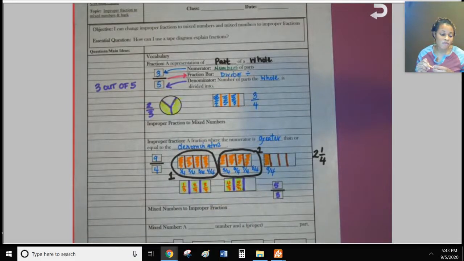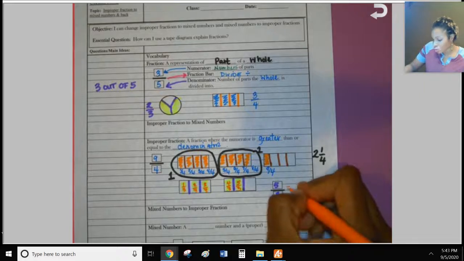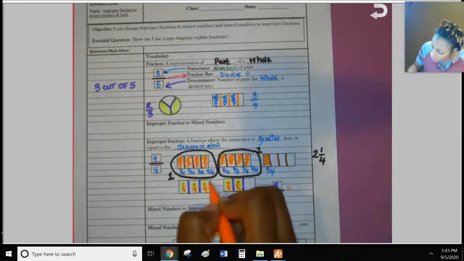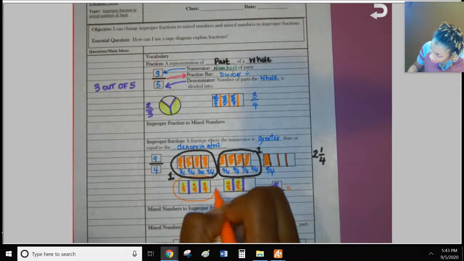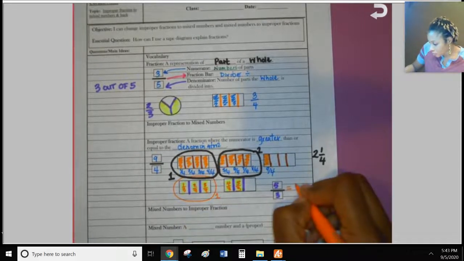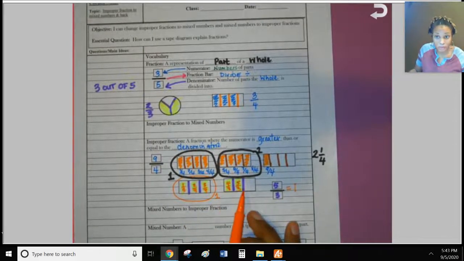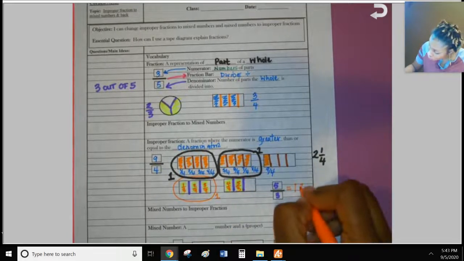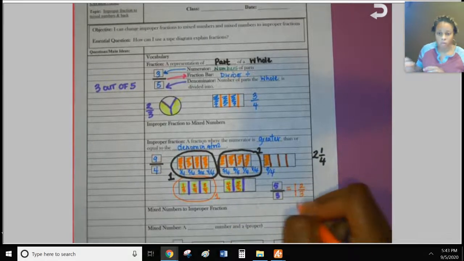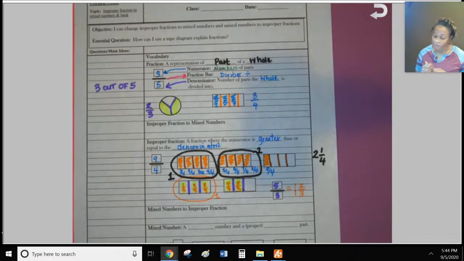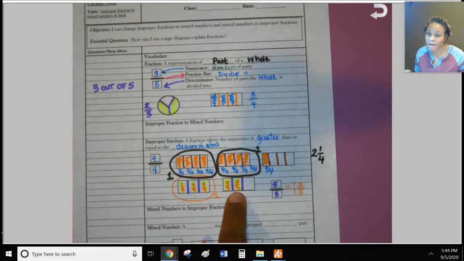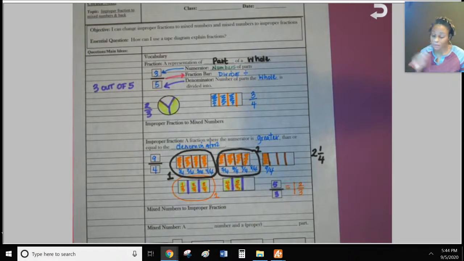I have 5/3 shaded. 5/3 means or is the same as what? How many wholes are shaded? This whole thing is shaded. So that's 1. And then I have 2 out of 3 shaded in the next one. So 1 2/3 is the mixed number. Can everybody see that 1 whole is shaded and 2 out of 3 is shaded? Awesome. So that means 5/3 is the same as 1 2/3, where 9/4 is the same as 2 1/4.